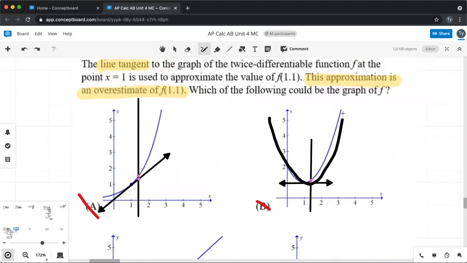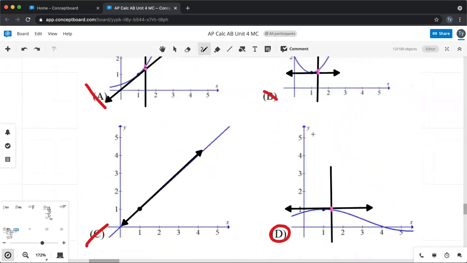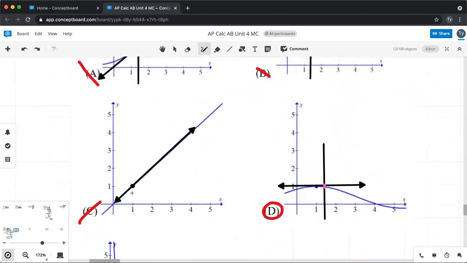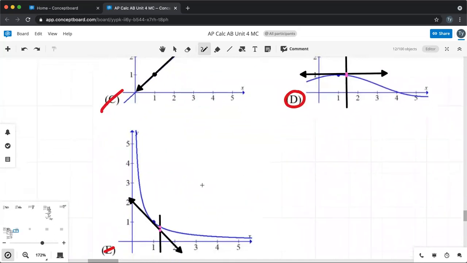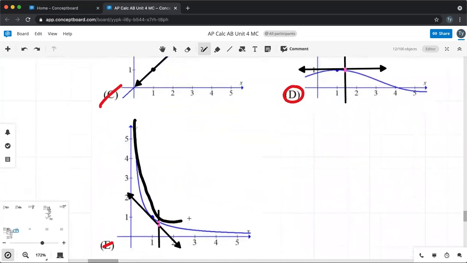This one also is opening upwards. We want concave down, not concave up. So that's not going to work. This has no concavity. It doesn't open one way or the other. So that's not going to work for us. And this one, you can see it opens downward. And that's what we wanted. We wanted a function that opened downward. Oh, and this one opens upward.